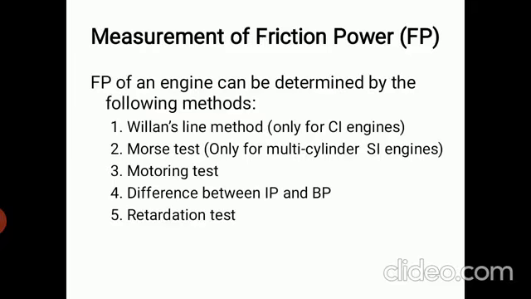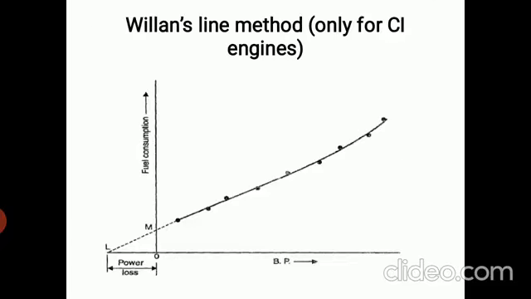Then measurement of frictional power. Again, frictional power can be calculated by any one of these methods. The Williams line method uses data collected from experiments; we will discuss them one by one. The X-axis is brake power. We will calculate brake power with the help of the expression 2 pi N T by 60, and fuel consumption can easily be found with the help of a burette and stopwatch. Brake power is in kilowatts, fuel consumption in kg per hour.